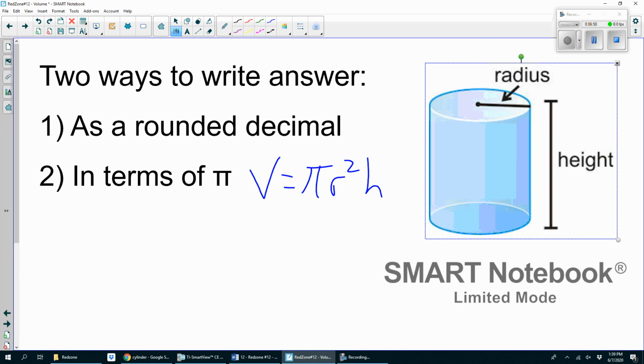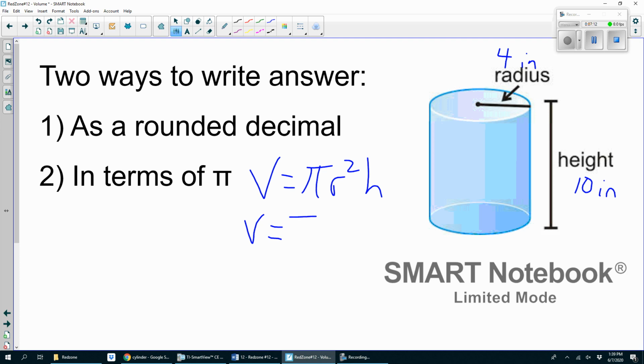Anytime you use a formula in math, the first thing you need to do is write down the formula, then substitute in the missing variables, and then solve for whatever you're looking for. So let's say that the radius is, I'll pick an easy number, I'll just put 4. And we'll say that the height is 10. And I'll say it's inches, but it doesn't really matter because it's an example. So now I substitute in: volume equals pi times 4 squared times 10.